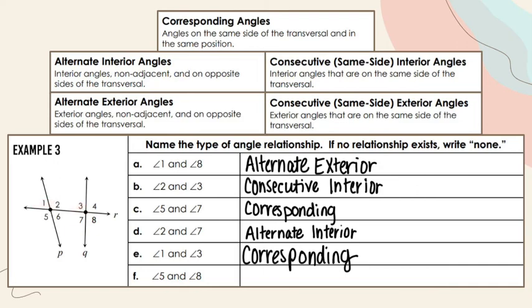All right, angle 5 and angle 8. They are on the same side of the transversal, so these are consecutive. And then they are on the outside of the other two lines, so they are exterior.